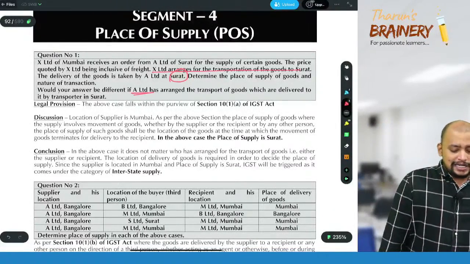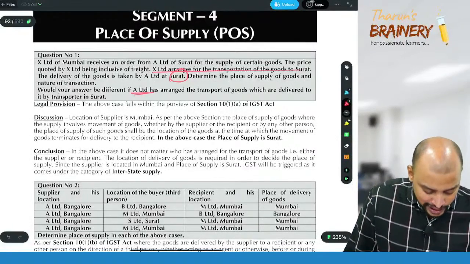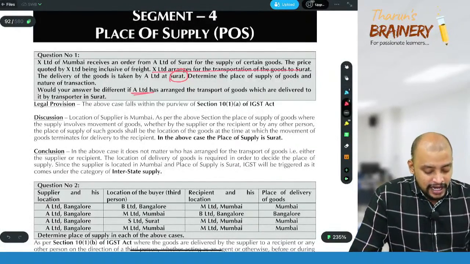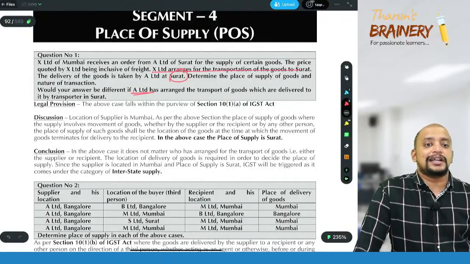Consequently, what is the nature of supply? Where is the supplier located? The supplier is located in Mumbai, Maharashtra, and place of supply will be Surat, Gujarat. So therefore, it will be coming under interstate supply.